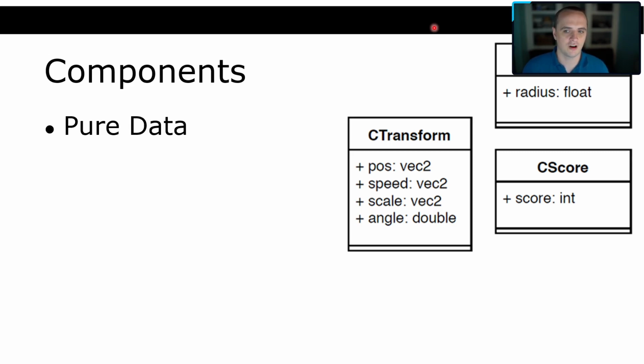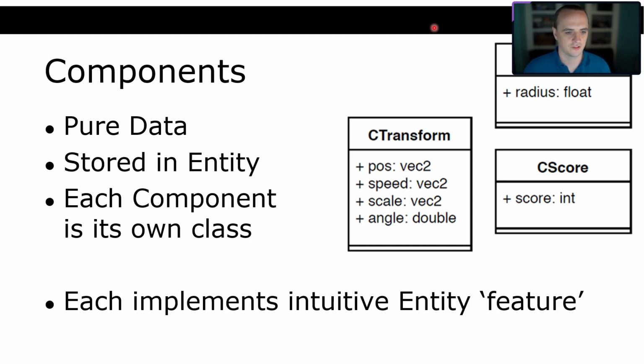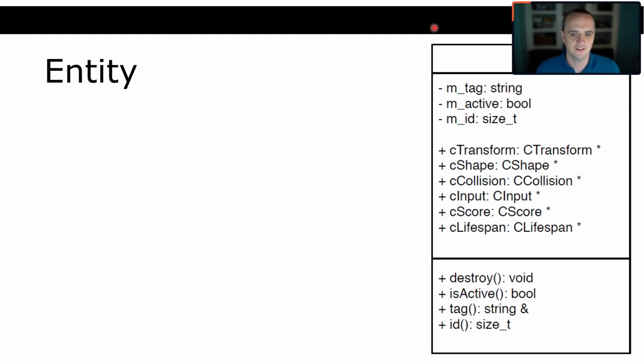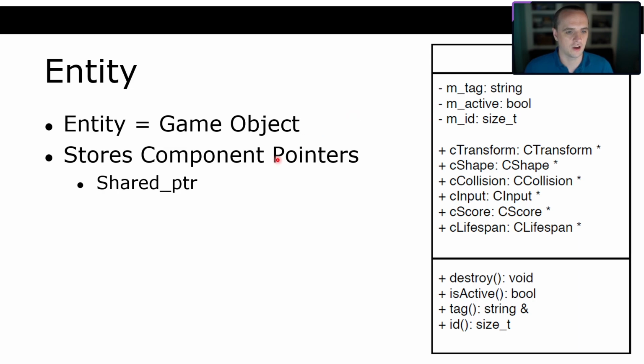So the components are going to be pure data. They're going to be stored in the entity class, and each component is going to be its own separate class. And intuitively, each component is going to be attached to a feature that we want an entity to have. And again, an entity has this structure. An entity is any object within the game that we can give a position to or move around or interact with. It's going to store component pointers.